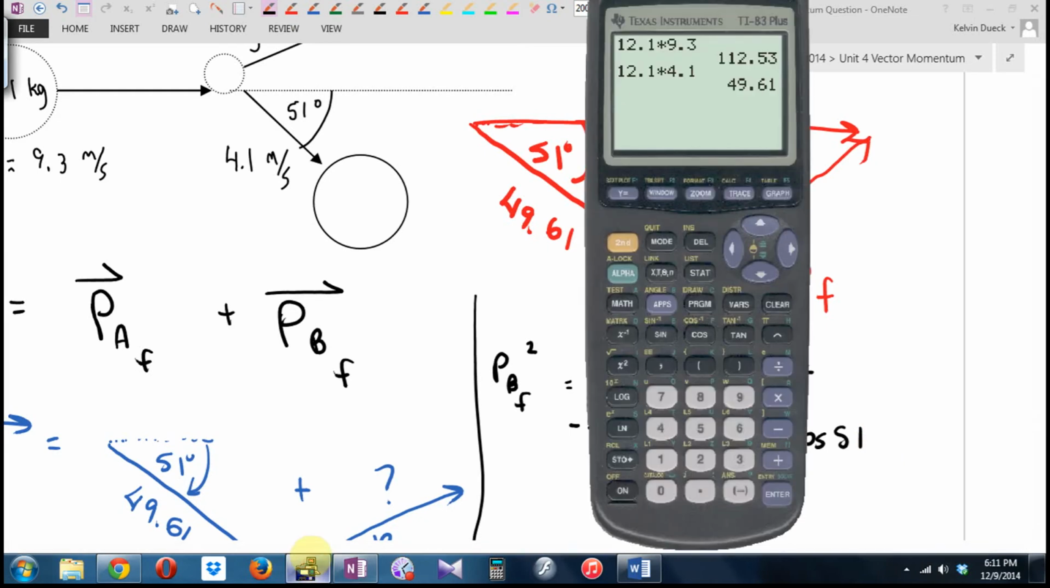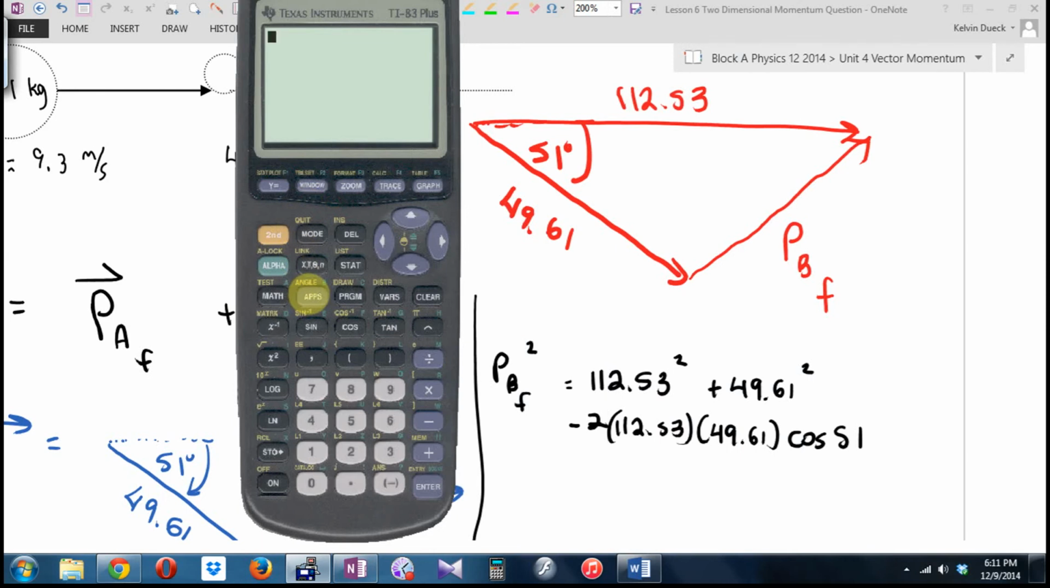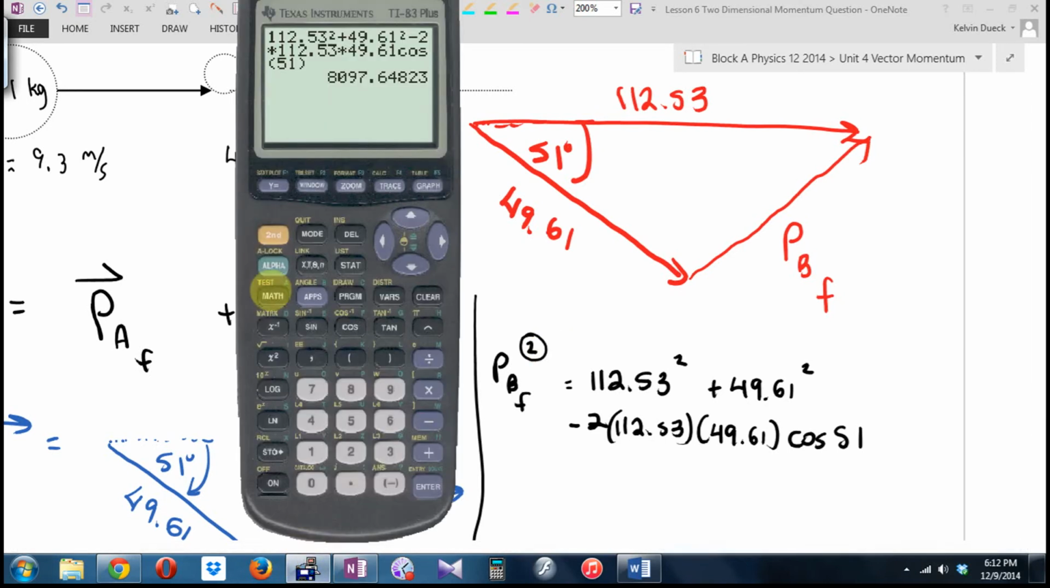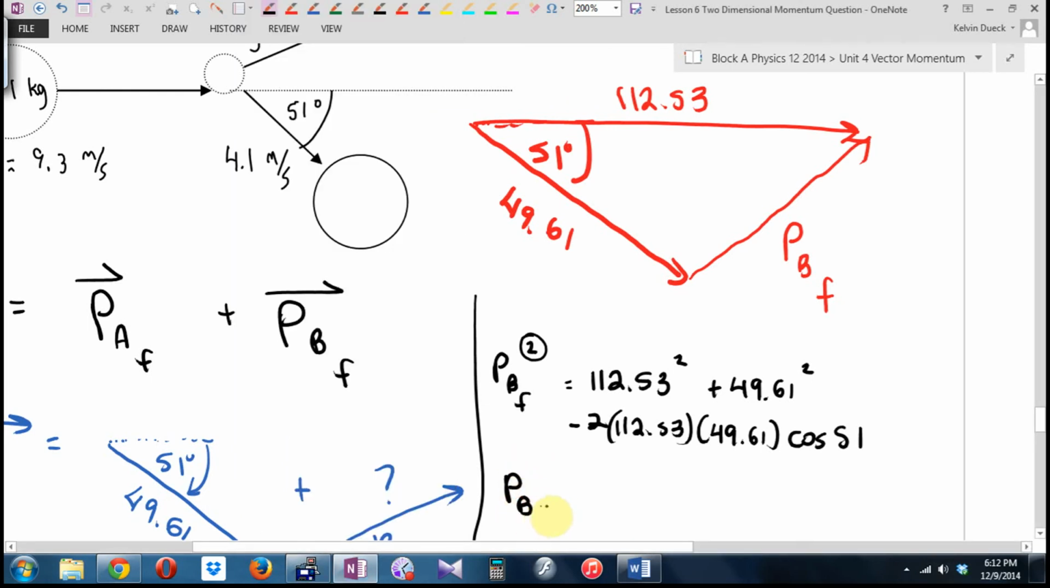Going to go to my calculator, making sure I'm in degrees. 112.53 squared plus 49.61 squared, so avoid rounding these off if you can. Minus 2 times 112.53 times 49.61 cos 51. I get, wow, that's momentum squared. How to get rid of a squared? Square root. I get 89.98. I get an even 90 if I go to 3 sig figs. I'll keep this on my calculator, but I'll write down here momentum B final equals 90.0 kilogram meters per second.